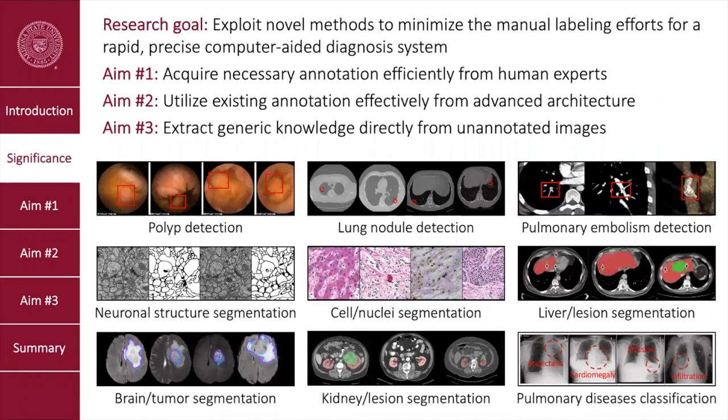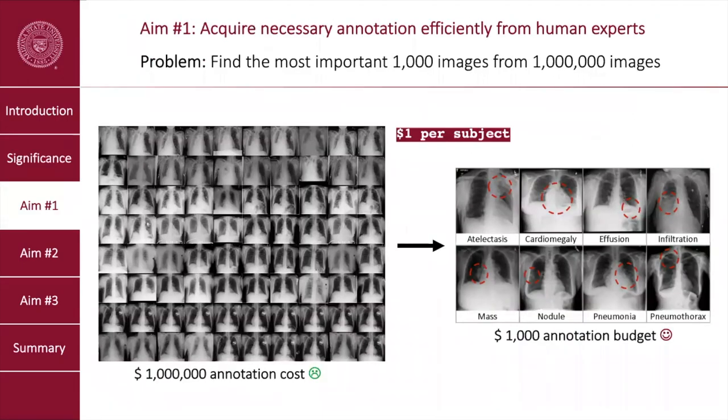To verify these three aims, we have selected 9 different medical imaging use cases. It includes disease detection, disease and organ segmentation, and disease classification. I will present my current progress and propose the future work one by one for each of the aims in the following. My first aim is to acquire necessary annotation efficiently from human experts.